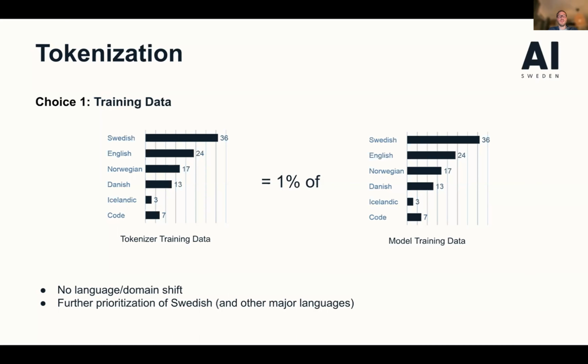We could have chosen, for instance, because Icelandic is already poorly represented in the model training data, to make at least the tokenizer fair in a sense. But we figured that the benefit for Icelandic would be very low and it would jeopardize our performance for Swedish and Norwegian. So yeah, we went with this variant instead.